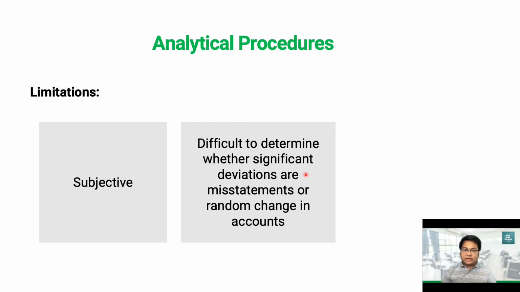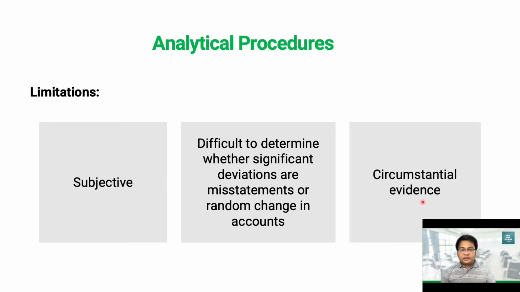And finally, as mentioned earlier, it's only circumstantial evidence. So meaning to say, it can lead you to potential misstatements based on your further investigation. But based on the analytical procedures alone, you cannot tell with certainty whether the significant difference or deviation are misstatements or not. Okay? So that is why usually when we perform analytical procedures, it would only lead you to determining whether you need to perform further audit procedures or further investigation, rather than direct detection of material misstatement.